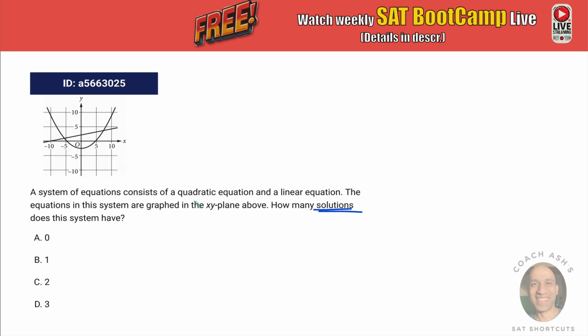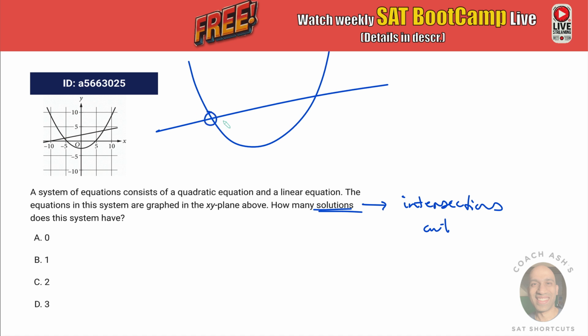Another easy question. Anytime you're asked how many solutions this system has, the word solution means intersections or cuts. So how many times do they cut each other? You've got this line, you've got this line, it cuts here and they cut here. So this is the cut, this is the cut. So there are 2 of them, and so this is the answer.